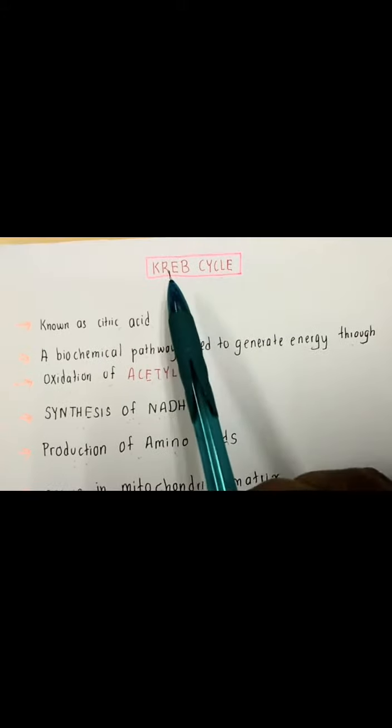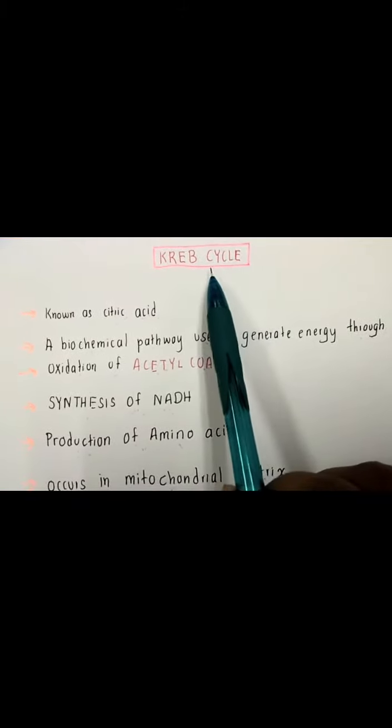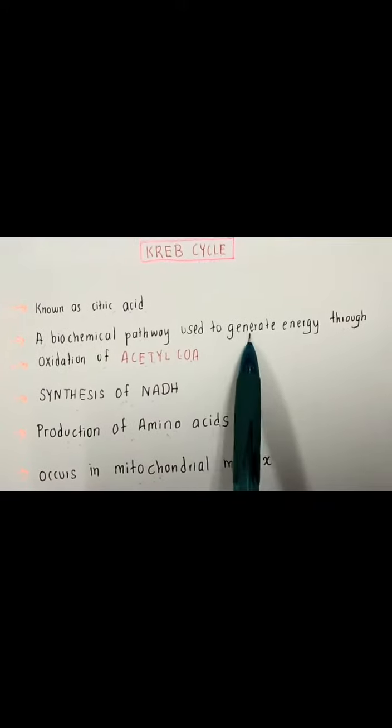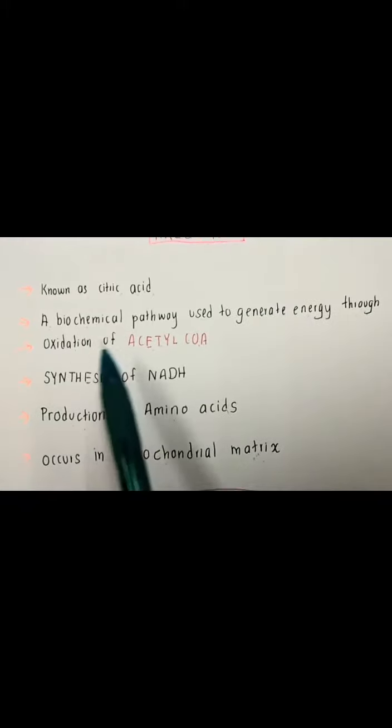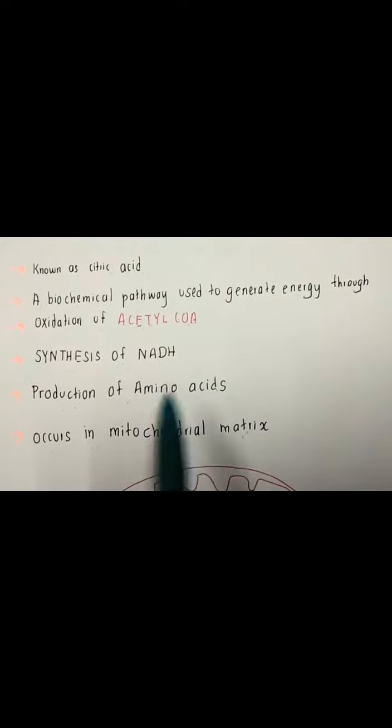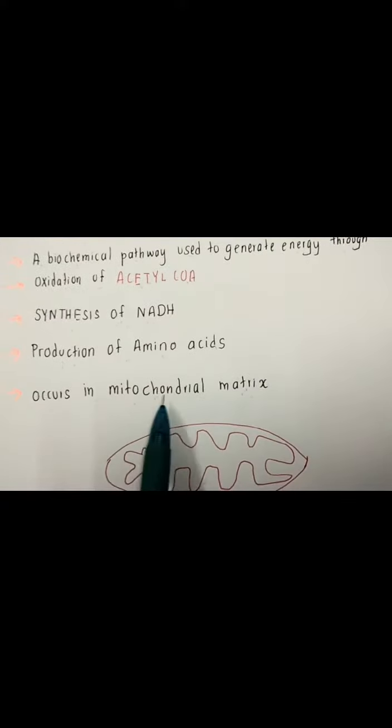Today I'm going to explain the Krebs cycle. The Krebs cycle, also known as the citric acid cycle, is a biochemical pathway used to generate energy through oxidation of acetyl CoA. It synthesizes NADH and amino acids. It occurs in the mitochondrial matrix.